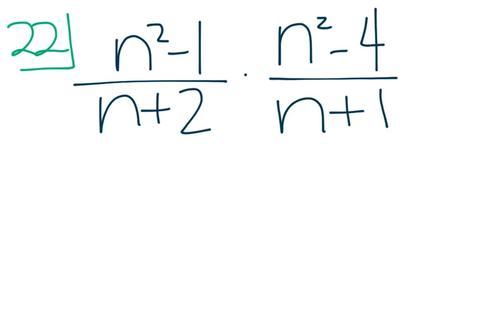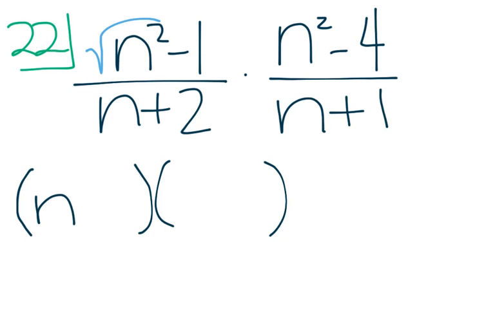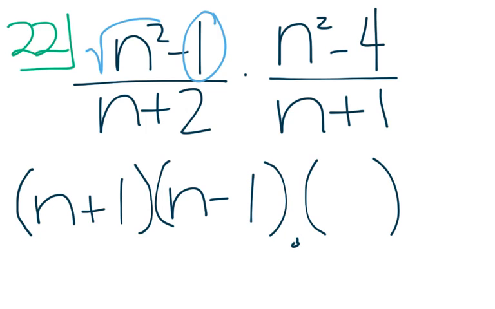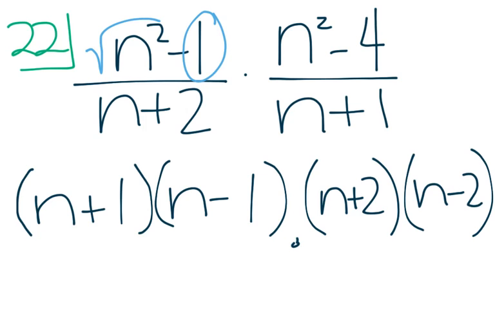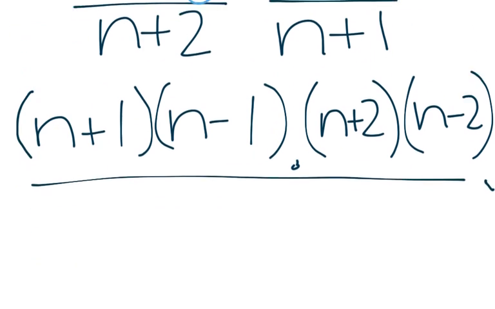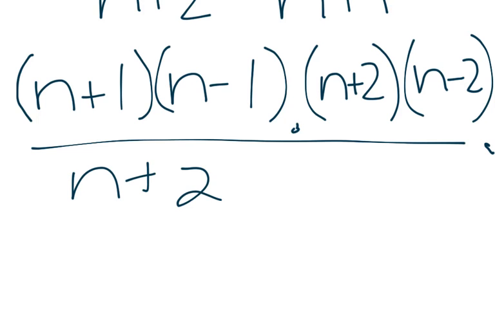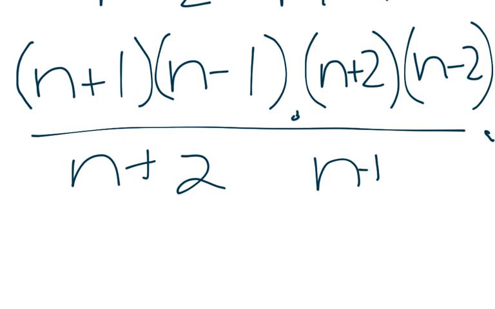Now we have n squared minus 1, which is the difference of two squares. So what that means is we can make two parentheses, and in the first spot we're going to put the square root of the first number, which is n, plus or minus the square root of the second number, which is just 1, okay? Times, and we're going to do the same thing to n squared minus 4. We have n plus 2 and n minus 2 over n plus 2 times n plus 1.